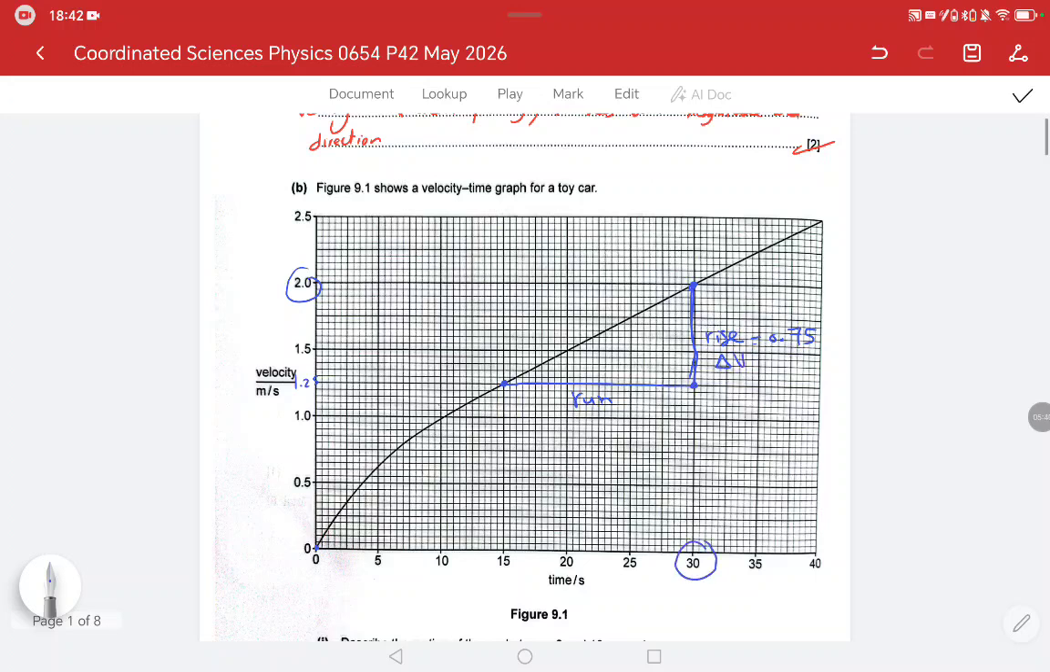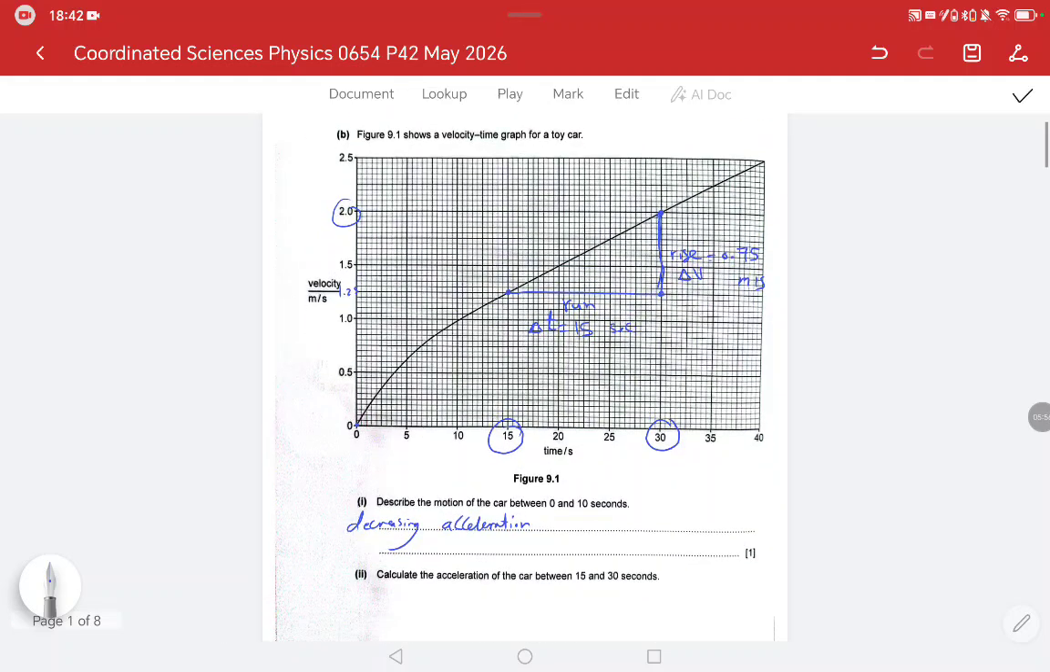So this is the y-axis, this is the dv, the difference in velocity. And this one here is 30 and here is 15, so this one is 15. So this is dt, seconds, right? And this one meters per second.